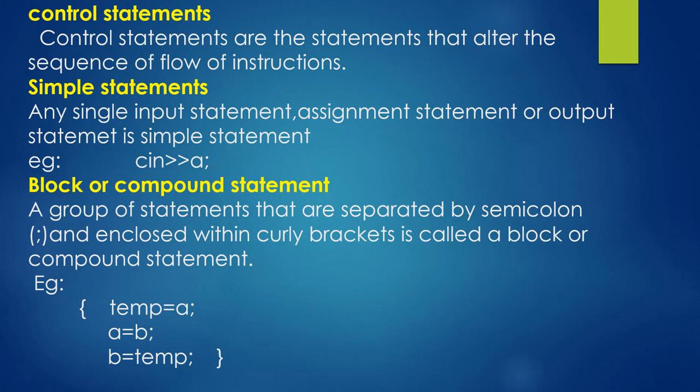They execute in sequence, meaning after statement 1, it will execute statement 2, then statement 3, then statement 4, then statement 5. That is, it is executing in sequence. Control statements alter the sequence of flow of instructions. Suppose after statement 1, it executes statement 4. That is altering the sequence of flow of instructions. For altering the sequence of flow of instructions, we use control statements.